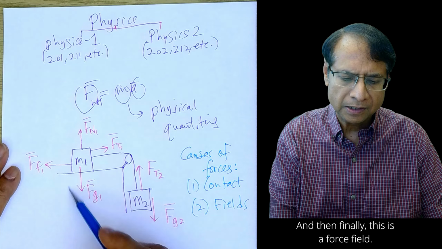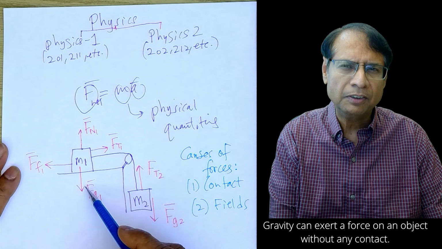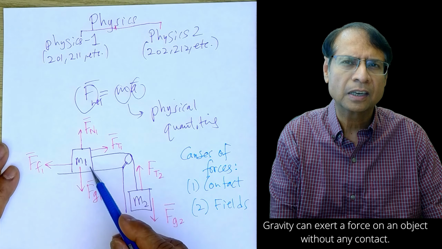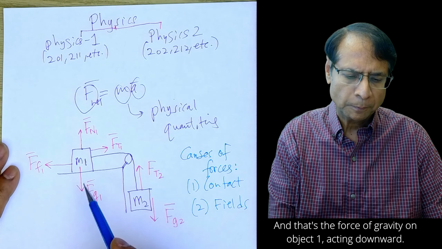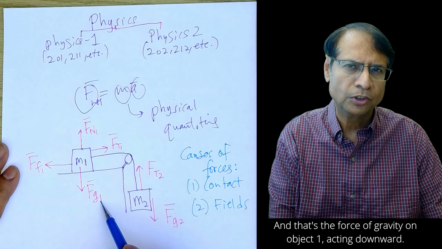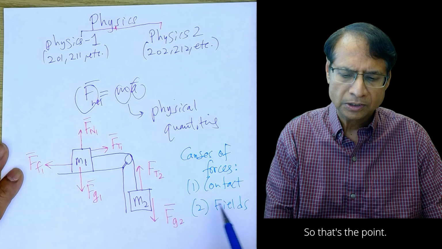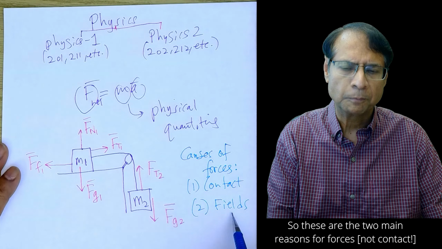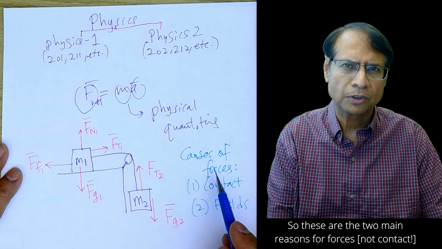And then finally, this is the force field. Gravity can exert a force on an object without any contact, and that's the force of gravity on object 1 acting downward. So that's the force field. So these are the two main reasons for force.